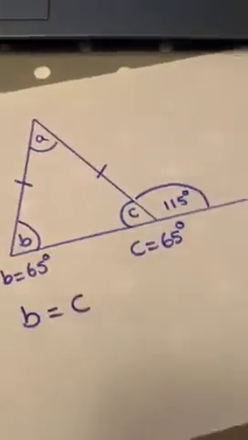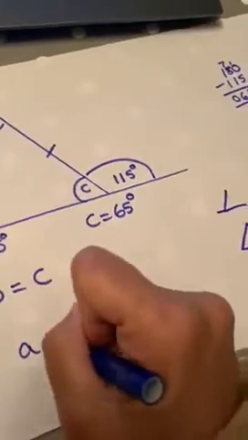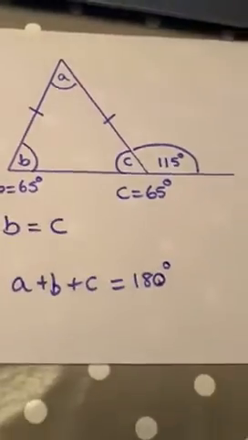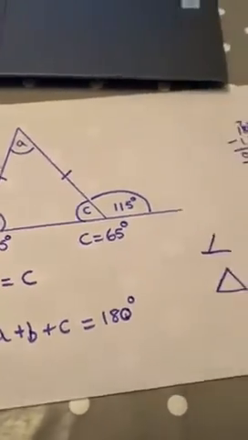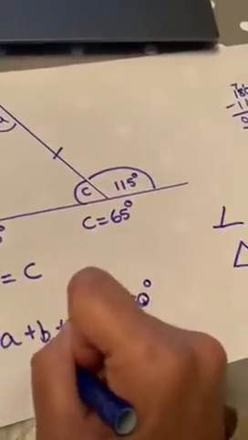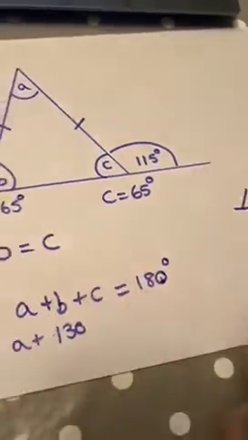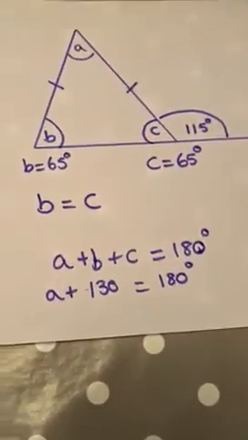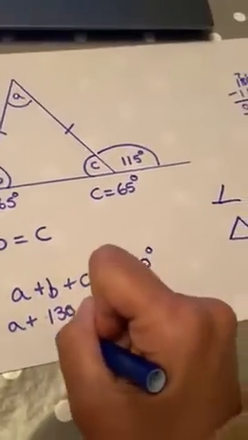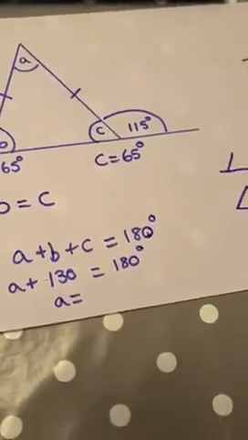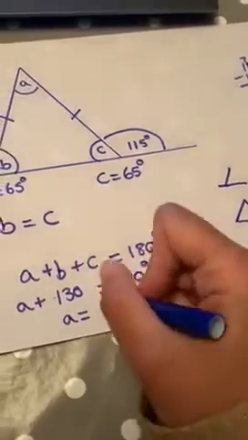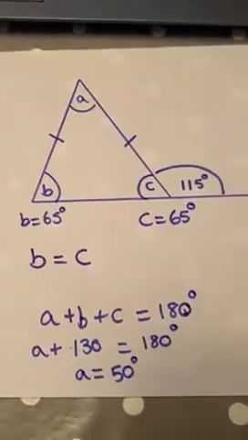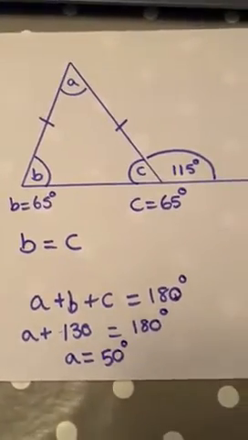So A plus B plus C is going to equal 180. So B plus C, 65 plus 65, we know is 130. So we have 130 plus something equals 180. What must A equal? That's right, we're going to take away 130, so we're going to be left with 50 degrees. Angle A equals 50 degrees. Well done if you got that right at the beginning.